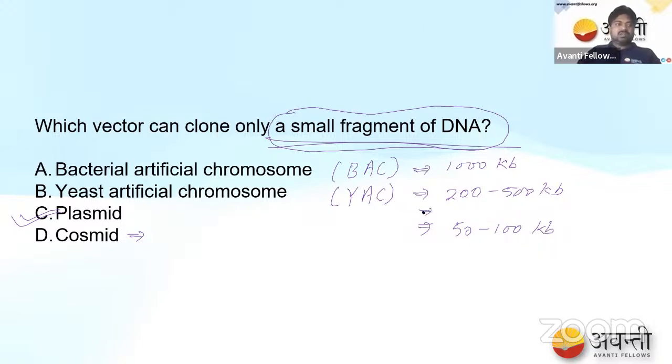And next about the plasmid. Plasmid has 15 kb only. And that's why option C is the correct one. So a small fragment of DNA is cloned by the plasmid. Okay, or plasmid acts as a vector for the small fragment of DNA. So this is about the plasmid.